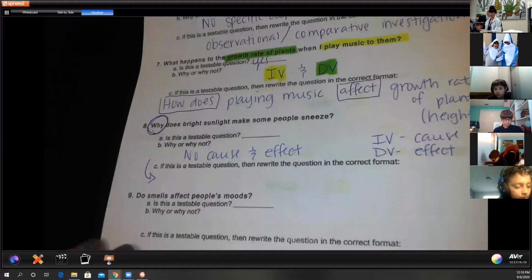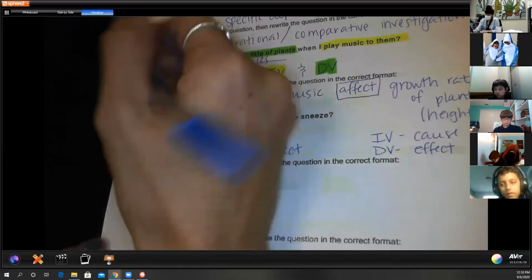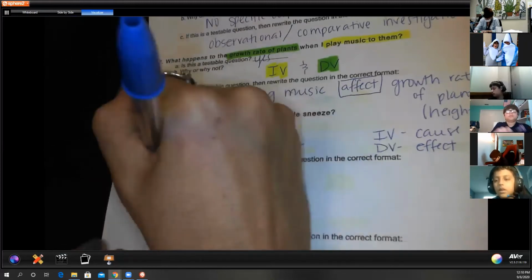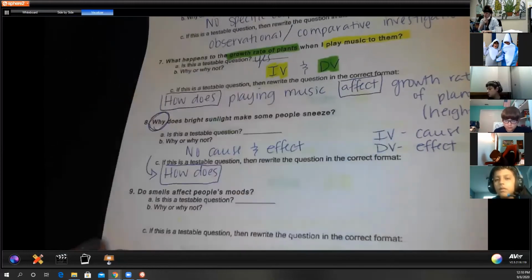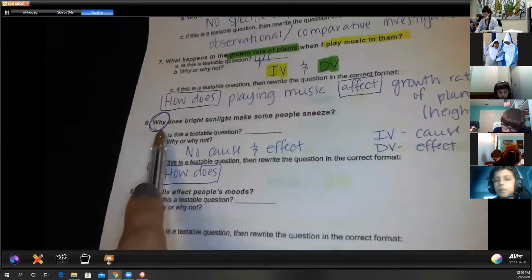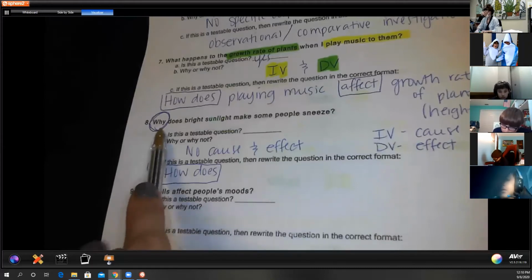Go ahead. Or maybe, I'm trying to find out. What if instead of saying why, I said how does the type of light affect whether or not people sneeze? That's a totally different question though. But when it asks me why, it's asking me to explain results. I don't have results yet, right?